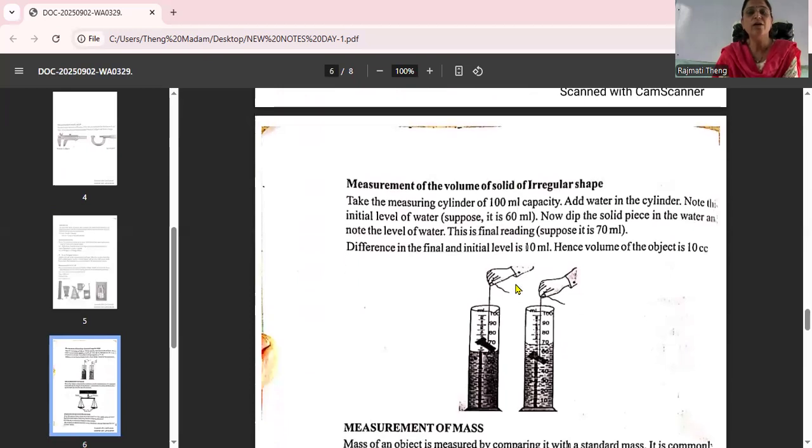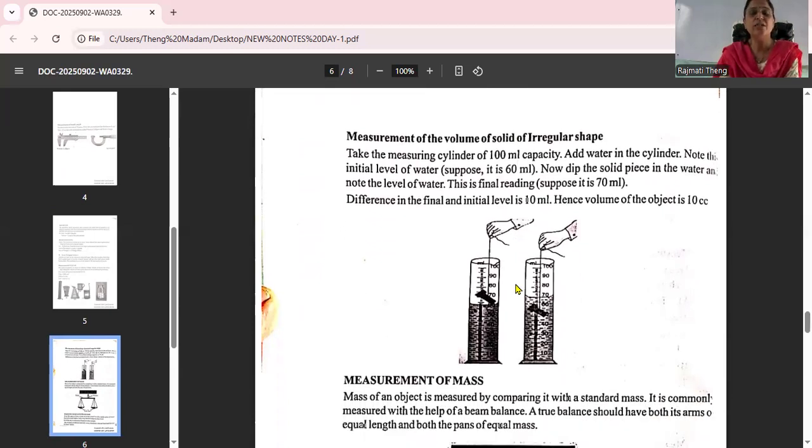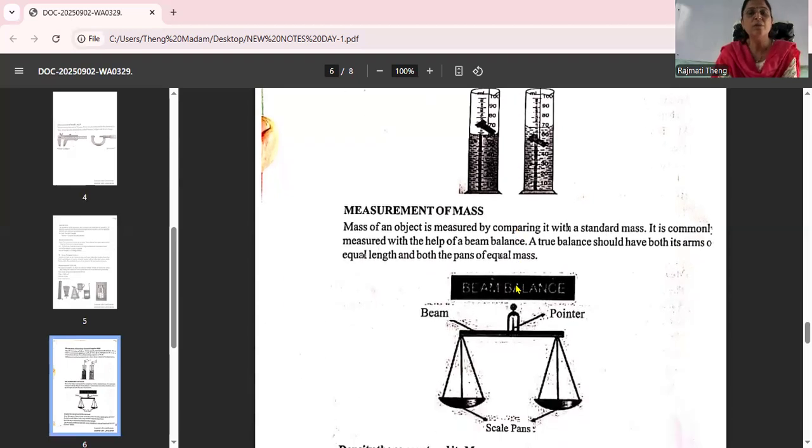Now measure the volume of a solid of irregular shape. For that we take a measuring cylinder. Suppose we have taken 50 ml water, then we add the irregular shape object, and the level increases. The difference between the initial level and final level gives us the volume of the irregular solid. Now measurement of mass.